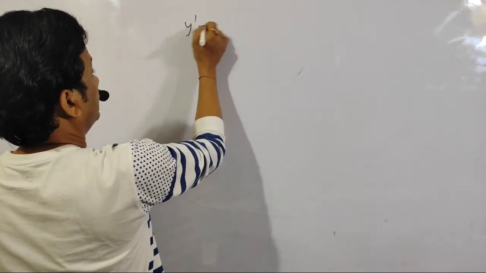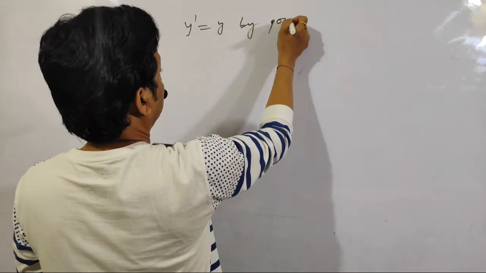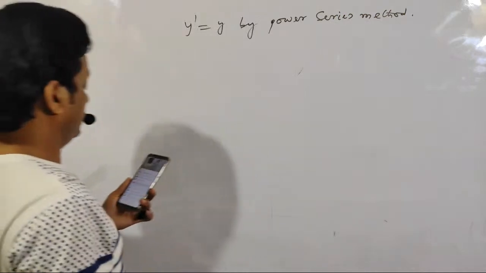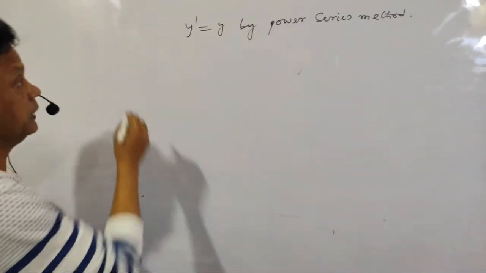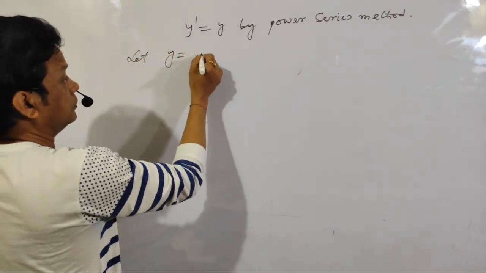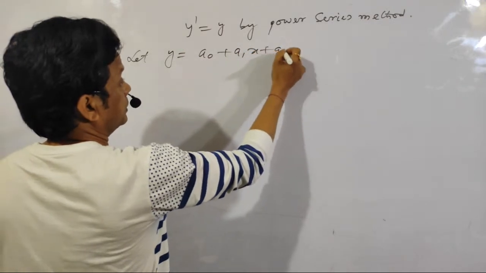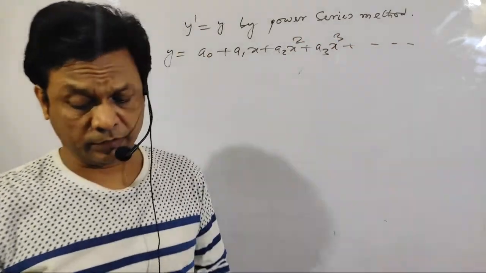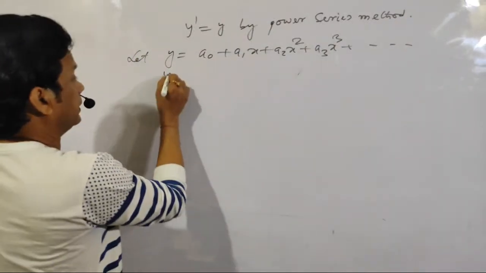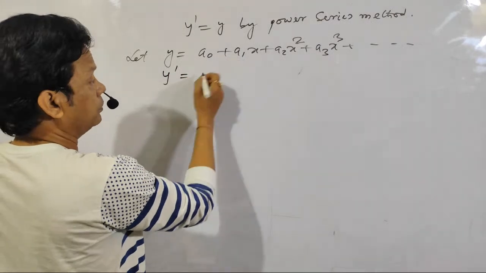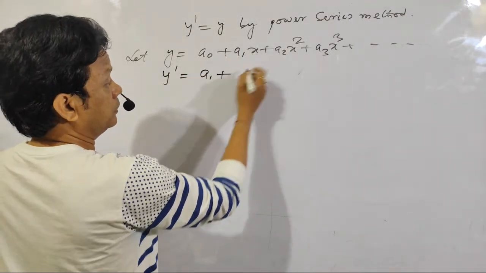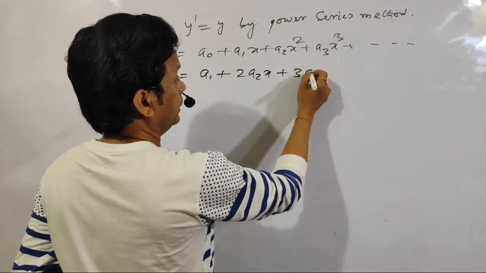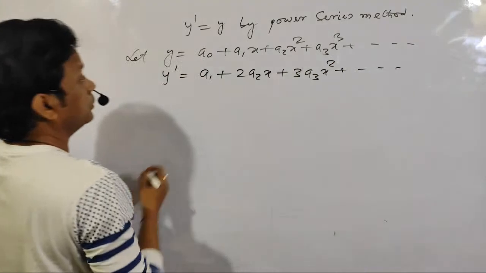See here, y dash is equal to y, by power series method. Clear? So, see here, let y is equal to a0 plus a1x plus a2x square plus a3x cube plus so on. At least 3 to 4 terms you should write. Clear? So what is y dash? This one is 0, the derivative of a0 is 0. So a1, derivative of x is 1. Then this one is 2a2x because the derivative of x square is 2x, and the derivative of x cube is 3x square. So 3a3x square plus so on. So this one is equation 1.